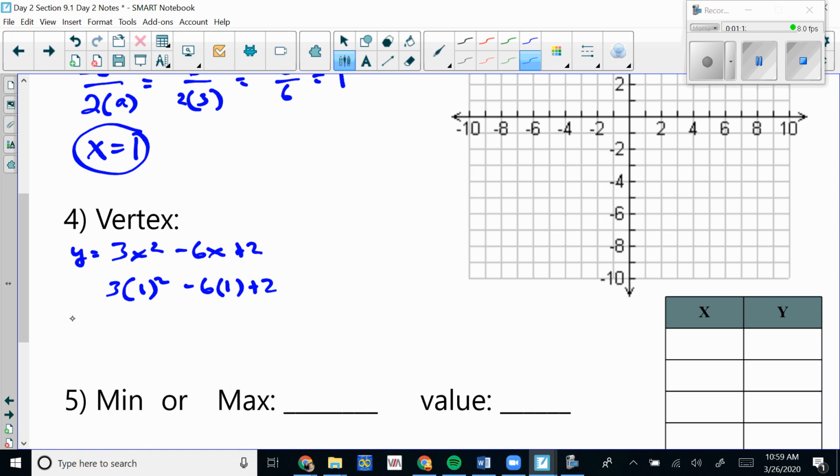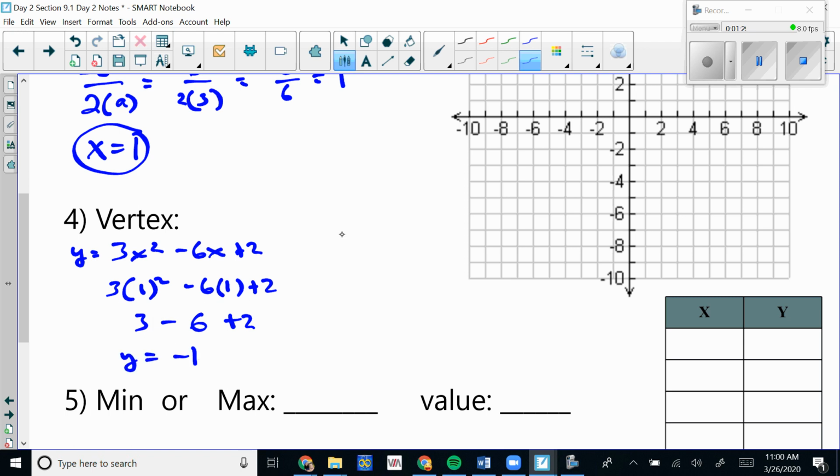This one I think we can just do in our heads. 1 squared is 1. 3 times 1 is 3. Minus 6 times 1 is 6, plus 2. 3 minus 6 is -3. -3 plus 2 is -1. So that's y equals -1.